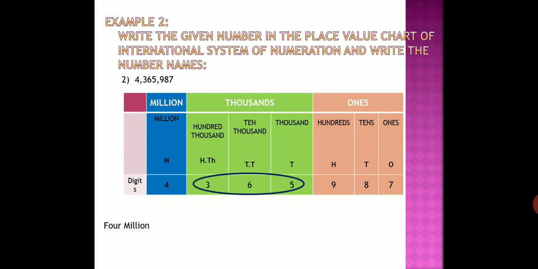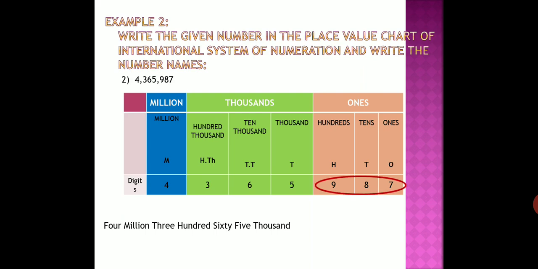Then in the next period, you have 365. It becomes 365. It comes under the heading 1000. So how do we write? We write it as 365,000. Next you have ones. Under ones you have 9, 8 and 7. So totally we'll write it as 987.